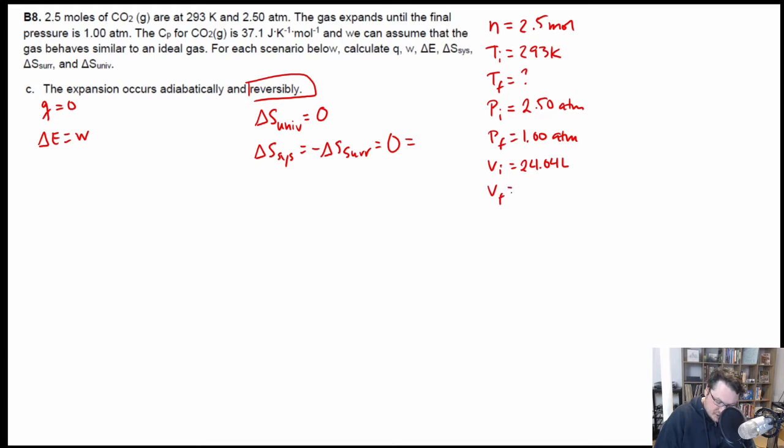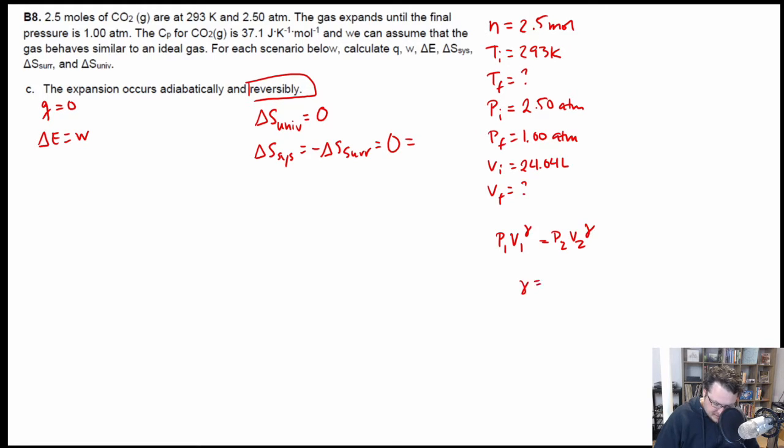The V final, we don't know, right? Because again, it's an adiabatic expansion and the temperature is also changing. And so the correlation isn't directly the same between the two of them, right? Because the relationship that we're going to have to now use to calculate the final volume and also the final temperature is the equation P1 V1 to the power of gamma is equal to P2 V2 to the power of gamma, right?